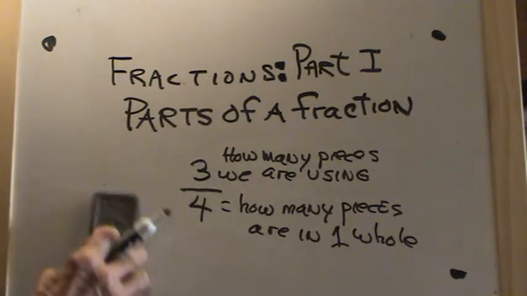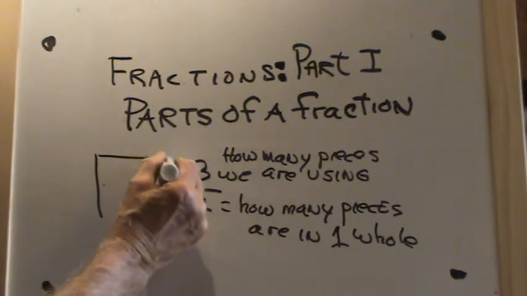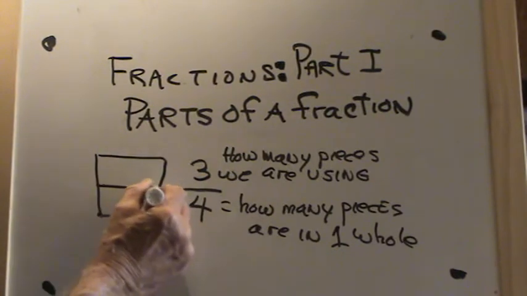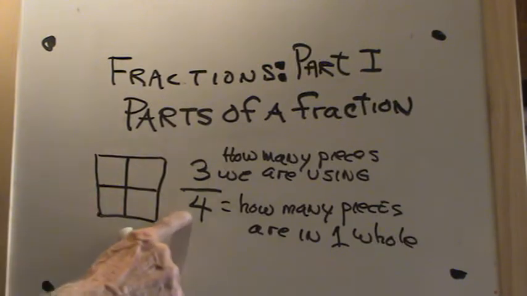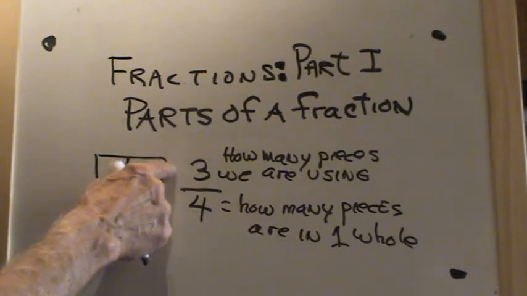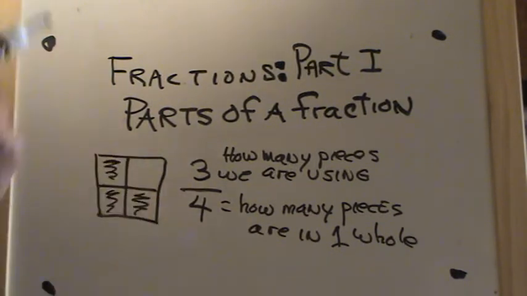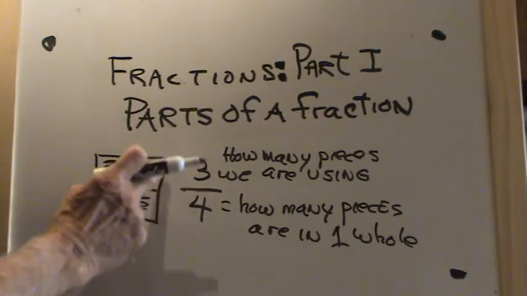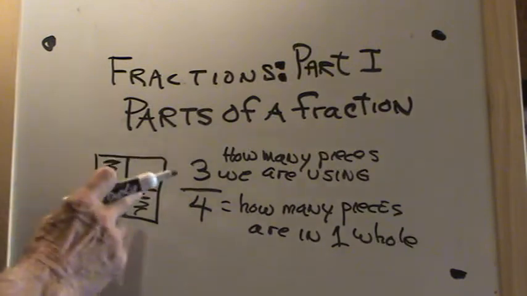Let's take a look at this. Let's draw a picture of the fraction 3/4. Well, this is one whole. And the bottom part tells us there's 4 pieces in the whole. So I drew 4 pieces. The top part tells us we're interested in 3 of those pieces. Again, the denominator tells us how many pieces are in one whole. The numerator tells us how many pieces we are interested in.